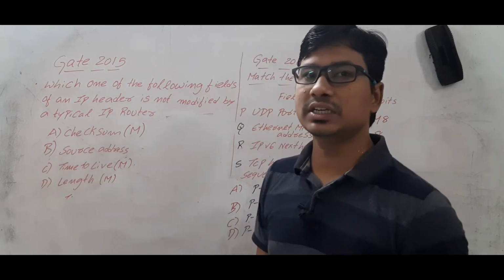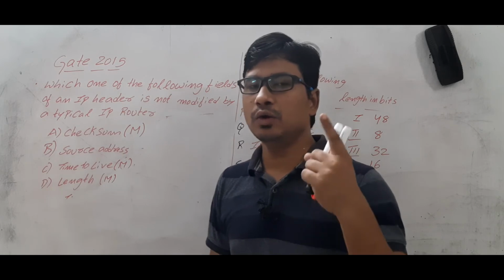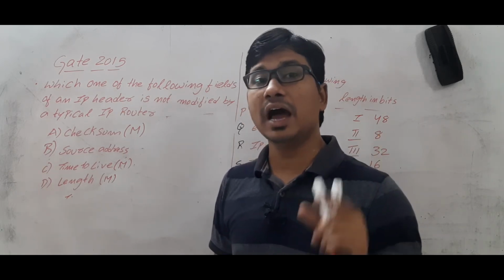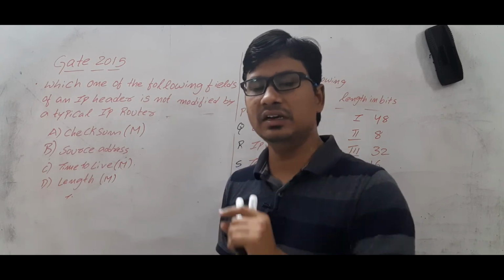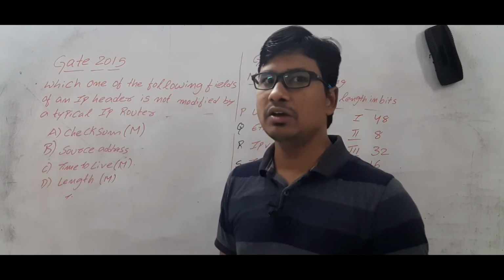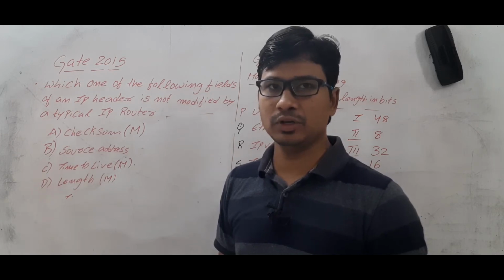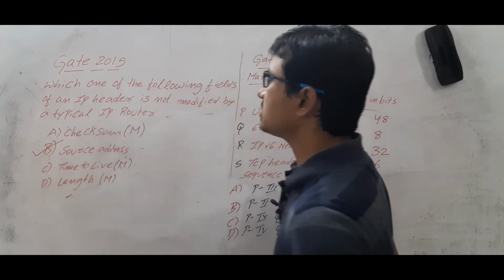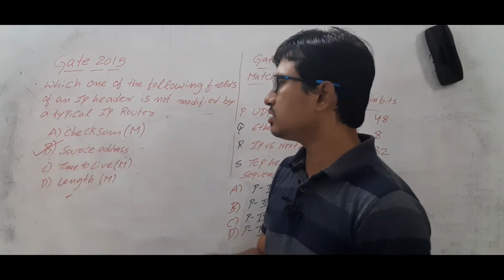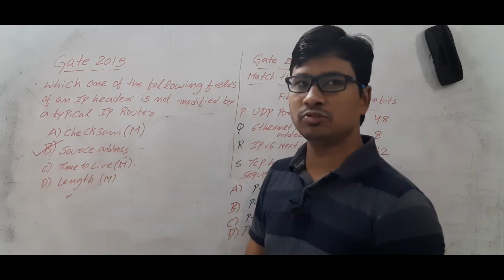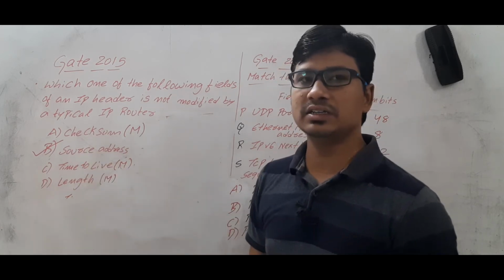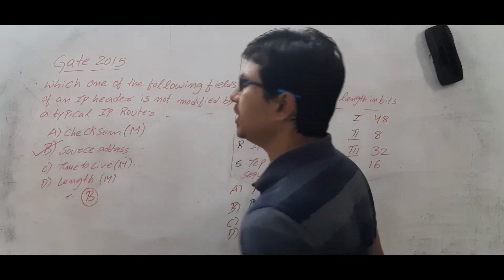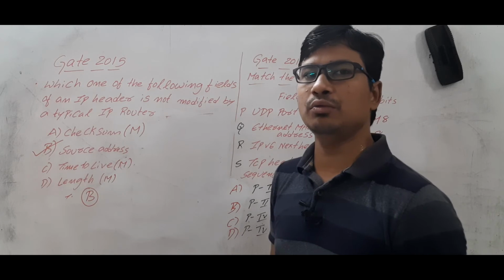Source address. What is the source address? In the IPv4 header, we have two addresses: one is the source address and the other is the destination address. Both are the IP addresses of the source and the destination, which are 32-bit, and they will not be modified. Are you able to understand? The source IP address is not modified. So as they asked which is not modified, checksum, time to live and length will be modified. However, the source address is not modified. So for this question, the right answer is B. I hope you have understood how I solved this question.